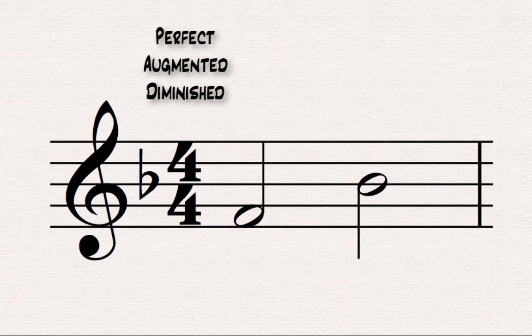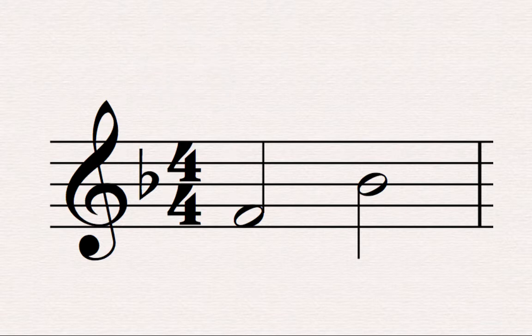Now fourths can either be perfect, augmented, or diminished. Here's how we can tell which one it is. This is a perfect fourth because the upper note is in the key of the bottom note. So if the top note is in the key of the lower note, it's a perfect interval, it's a fourth or a fifth. Now let's see what the interval of perfect fourth sounds like.